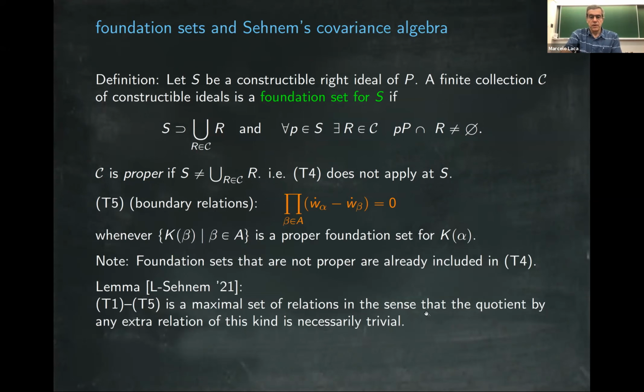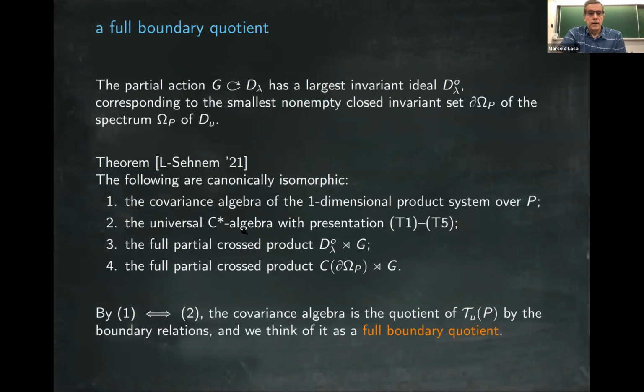And because of that, you get a theorem for what we call a full boundary quotient. So to give you a little background for the last two items, the partial action of G on the diagonal, it is a property of this kind of system, has a largest invariant ideal, which we call d lambda 0. That also can be identified using Sehnem's covariance algebra. And it corresponds to the smallest non-empty closed invariant set delta of omega p of the spectrum. So du is a commutative algebra, has a spectrum. That spectrum has a smallest, not minimal, actual smallest non-empty closed invariant set.